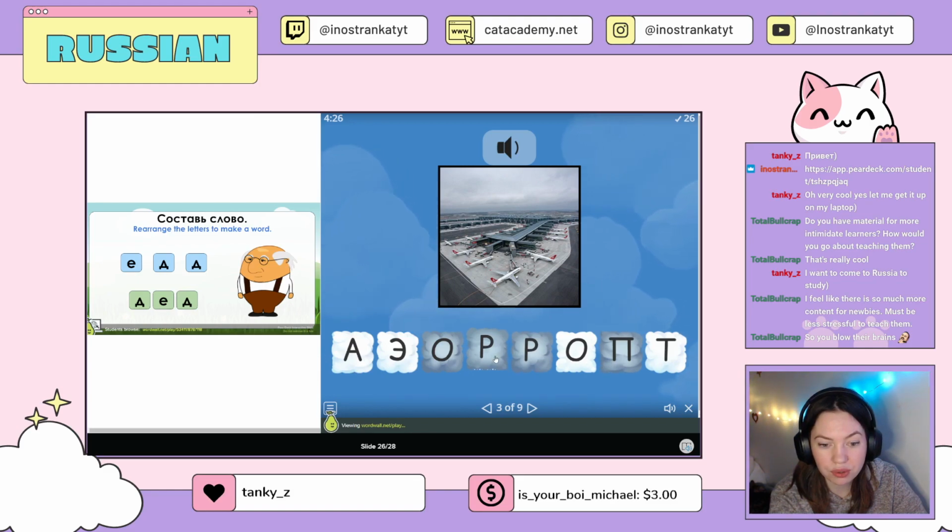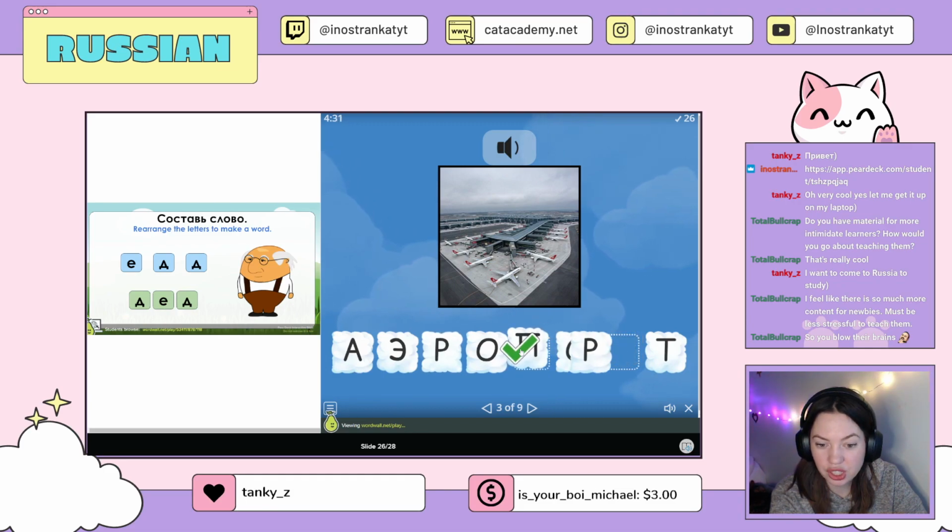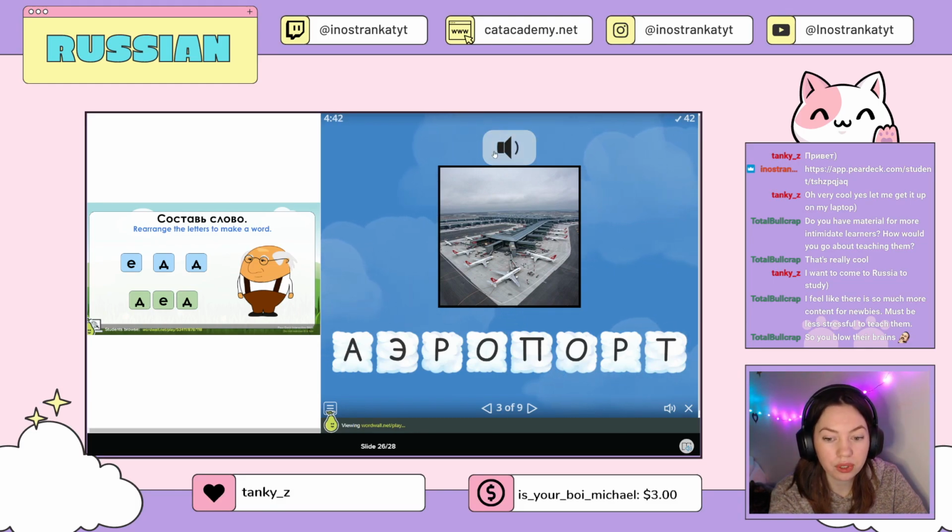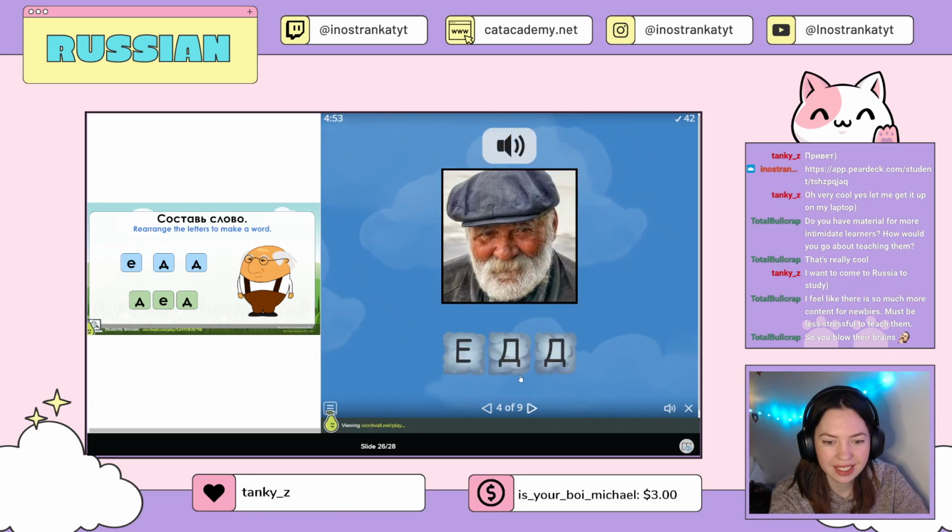I just have to try to move the letters around, and this is how eventually we can learn the pronunciation of the letters without actually trying to drill ourselves to death. Aeroport. The key to success is to listen and try to match with what you're given. Дед. Ded.